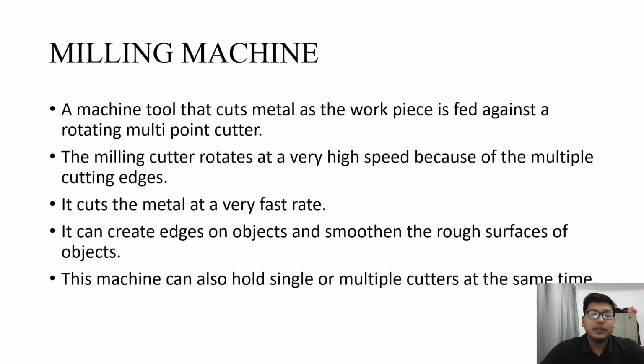Next is the milling machine. A milling machine is a machine tool that cuts metal as the workpiece is fed against a rotating multi-point cutter. The milling cutter rotates at a very high speed because of the multiple cutting edges. It cuts the metal at a very fast rate. It can create edges on objects and smoothen the rough surface of objects. This machine can also hold single or multiple cutters at the same time.